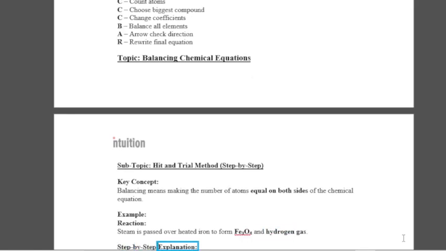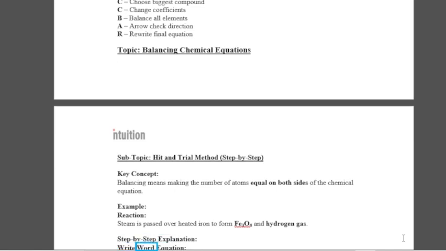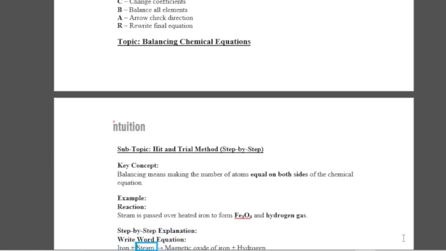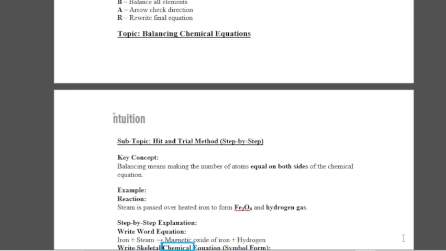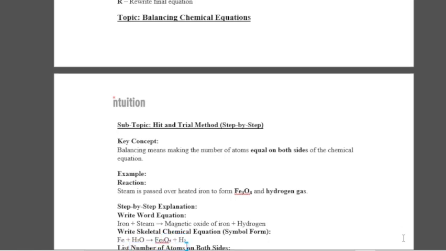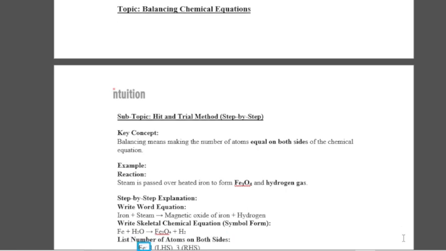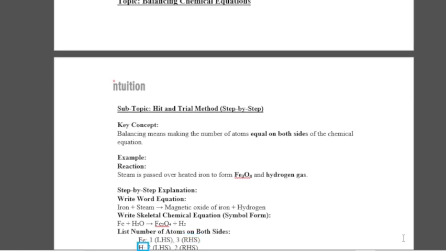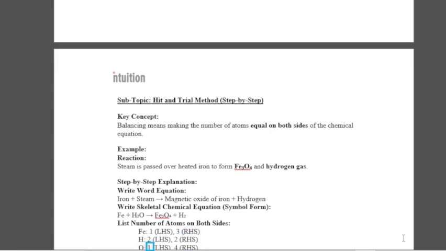Step by step explanation. Write the word equation: iron plus steam gives magnetic oxide of iron plus hydrogen. Write the skeletal chemical equation in symbol form: Fe plus H2O gives Fe3O4 plus H2. List the number of atoms on both sides: Fe 1 on the LHS, 3 on the RHS; H 2 on the LHS, 2 on the RHS; O 1 on the LHS, 4 on the RHS.